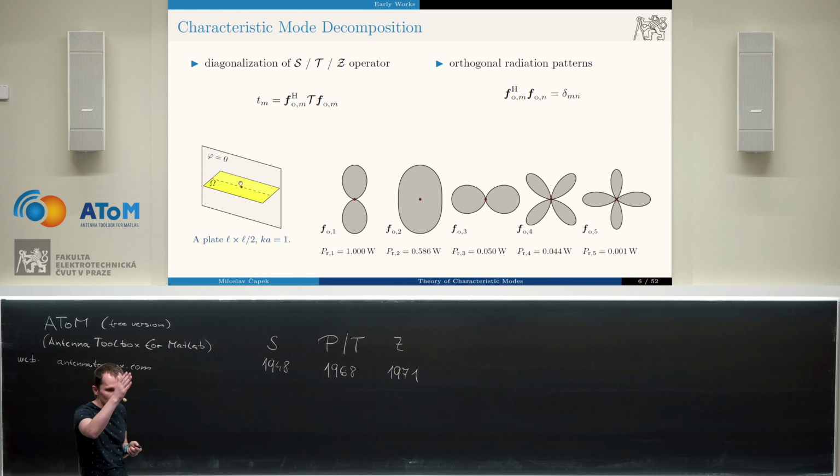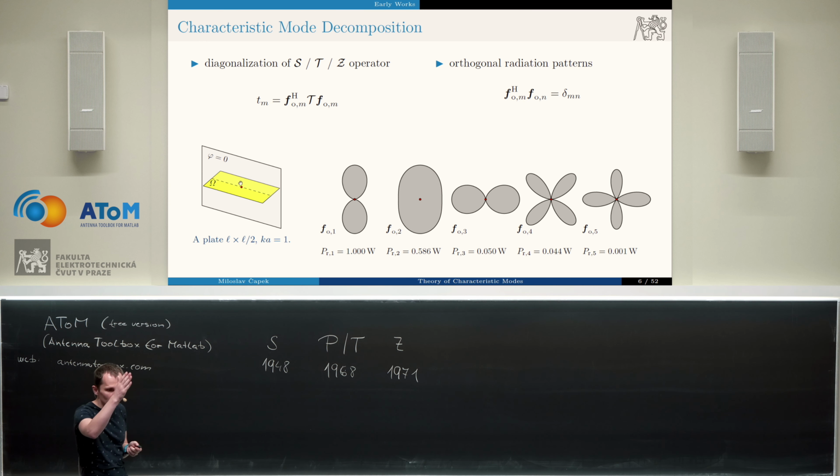characteristic radiation patterns, dominant one, first, second, third, and so on, really depicted in a plane highlighted here with phi being equal to 0. So what we have here, first of all, you can really confirm that all the radiation patterns are orthogonal to each other. So this is something we would expect probably from before.